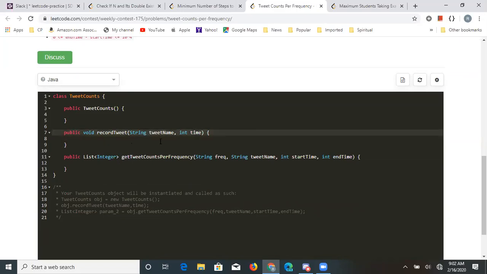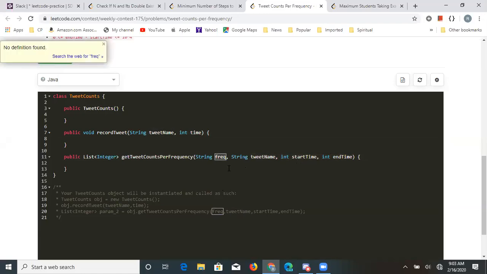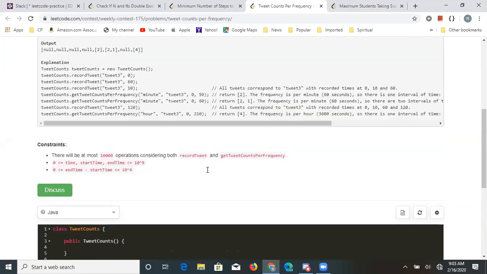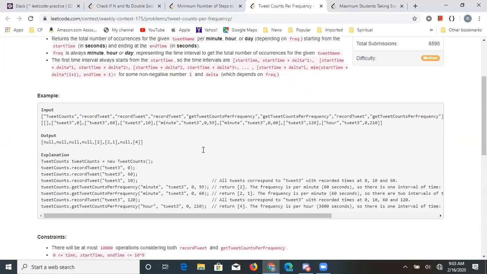store the time when this tweet came at, and then you will be asked for the frequency on which granularity, is it minute or hour or day. Tweet name, the same thing which we were storing in the first case, and start time and end time. So you have to return all the tweets between that time for that particular key and that granularity. So we'll go through the example and it will make more sense.